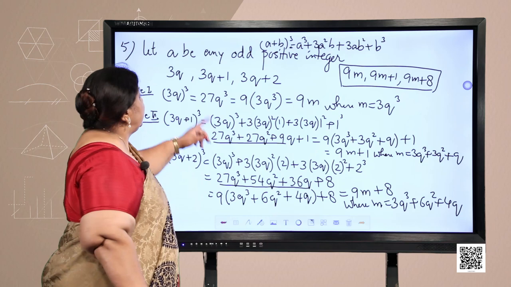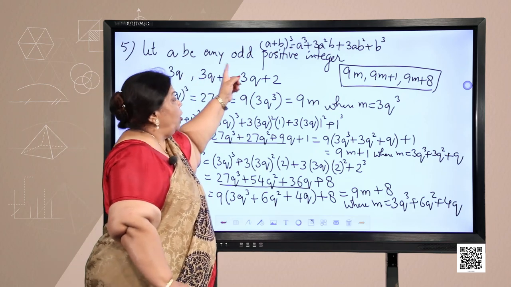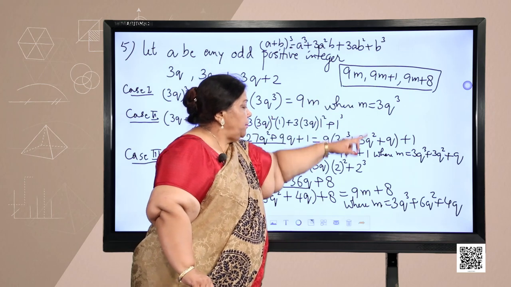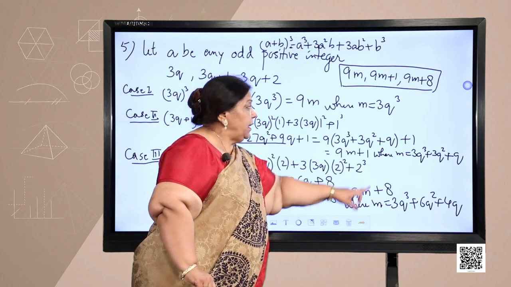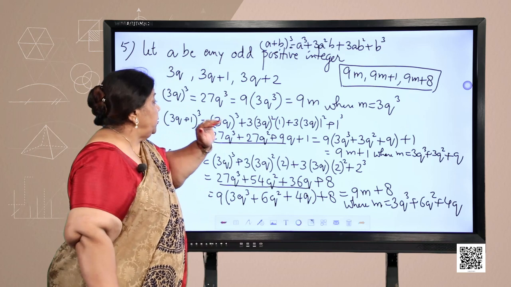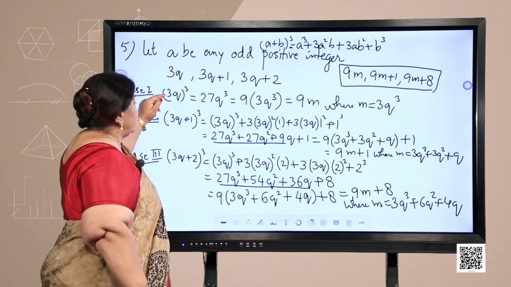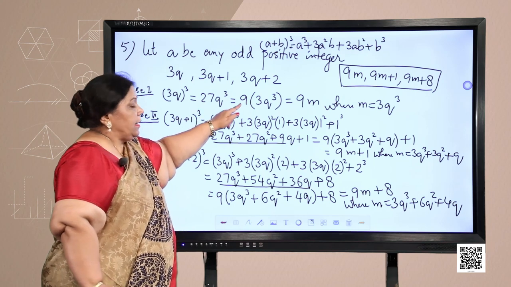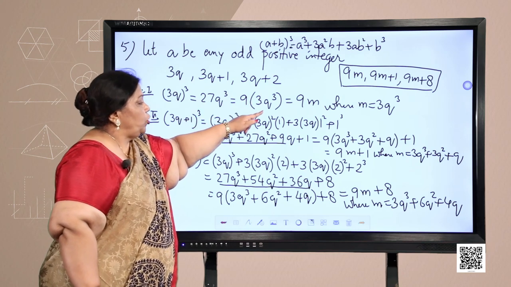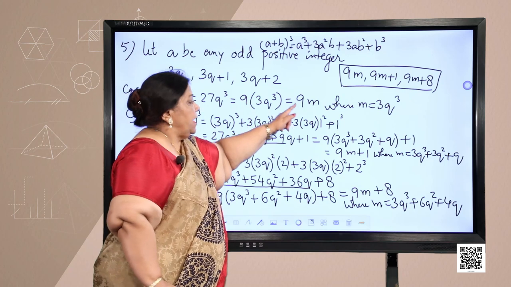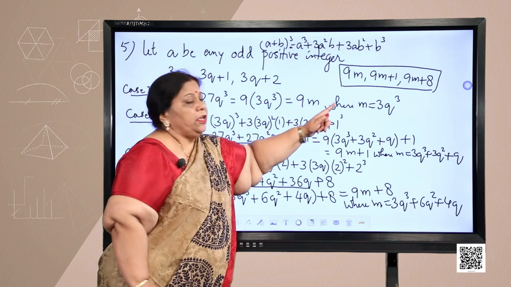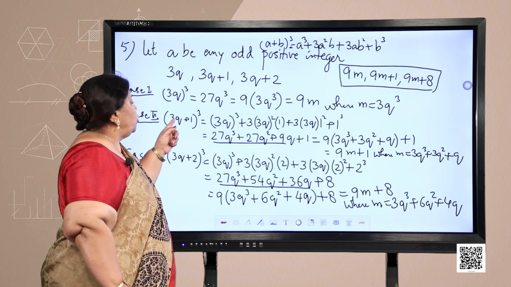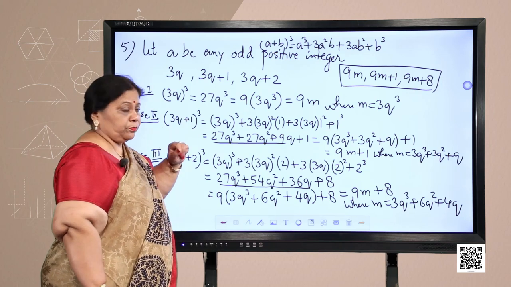So, students, did you see? I have expressed the cube of any odd positive integer in the form 9m, 9m plus 1 and 9m plus 8. Let me just explain you here. In the first case, 3q cube, we got 27q cube. Taking 9 as common, we got 3q cube, which I could write as 9m, where m is equal to 3q cube.